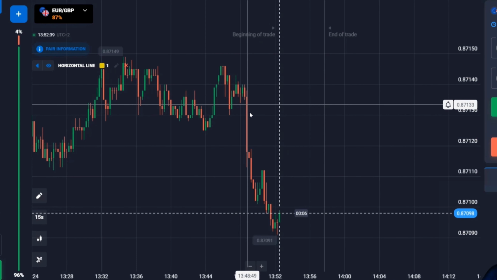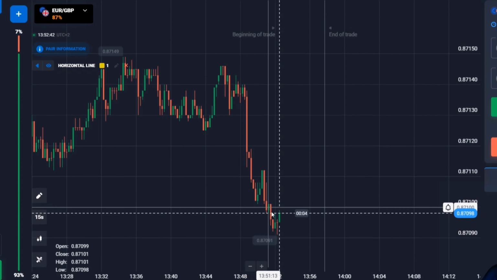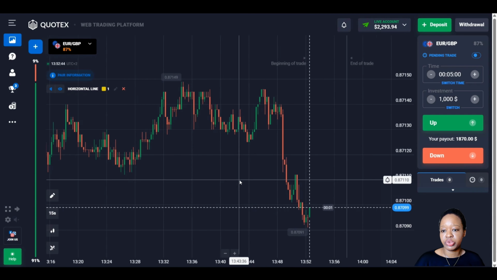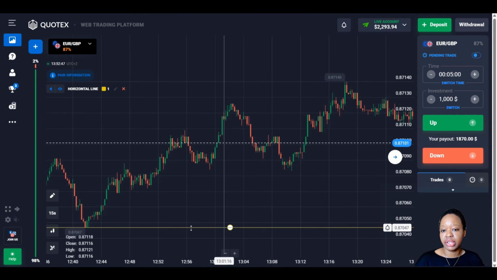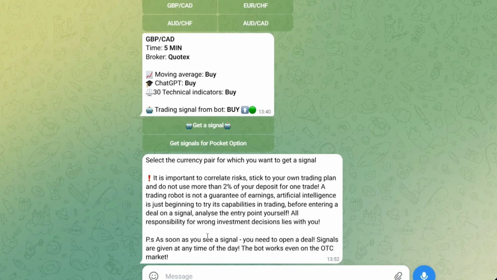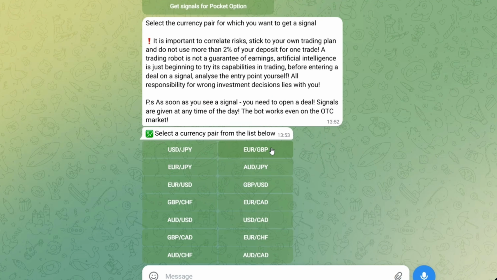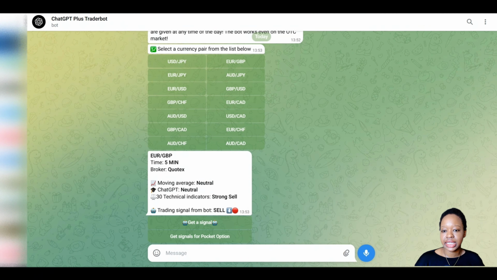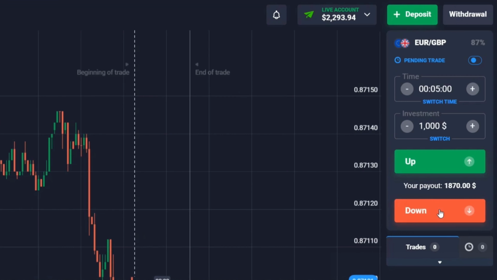So here we have a strong downward trend. Below we have a support level. The price has still room to fall and it will likely continue to the level. I'm going to get a signal from the bot. So the bot is offering me a sell trade. So let's take it. The price will likely keep falling here and we'll try and profit on that movement.